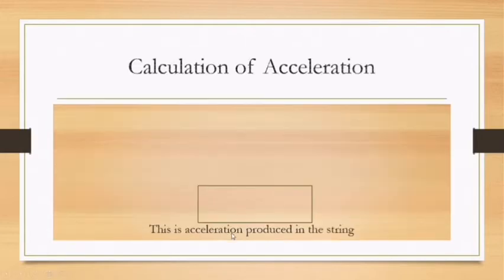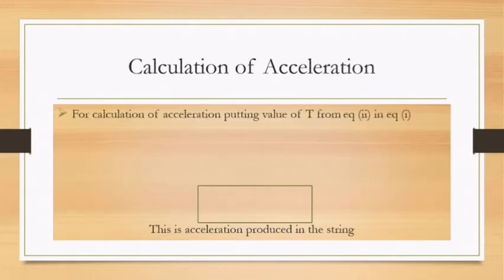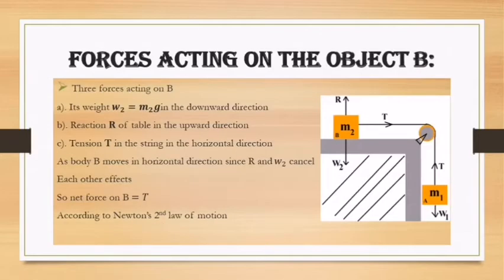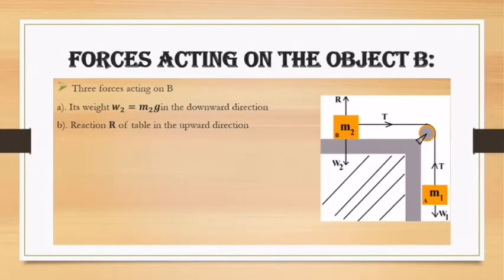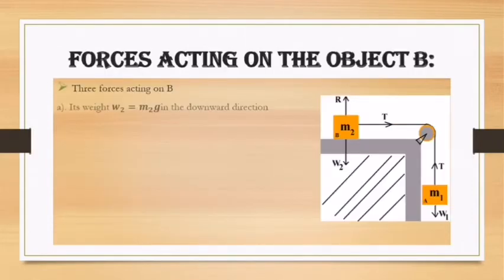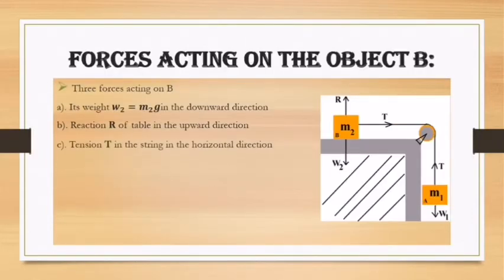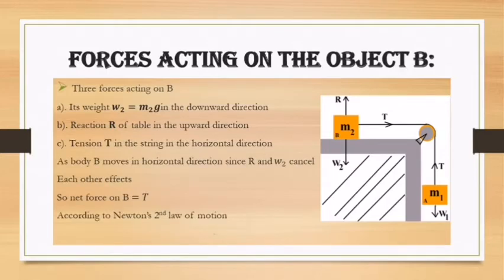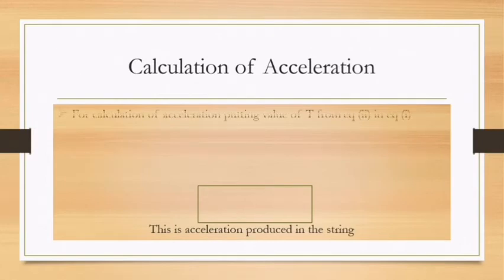Now we move towards the calculation of acceleration. For the calculation of acceleration, we put the value of T from equation 2. This is our equation 2. From equation 2 in equation 1, and let me show you the equation 1. This is equation 1. We are going to put the value of T from equation 2 in equation 1 for the calculation of acceleration here.